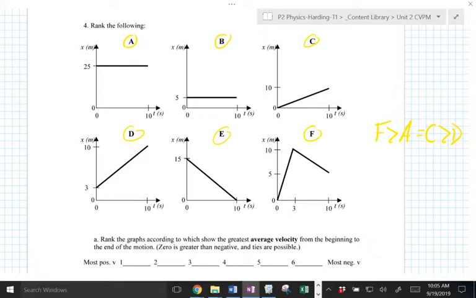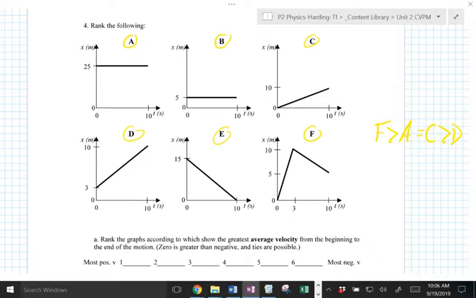Did we do something like this? What are we ranking on? Velocity. It says it right here. That's like the total change, the displacement: final position minus initial position divided by time.